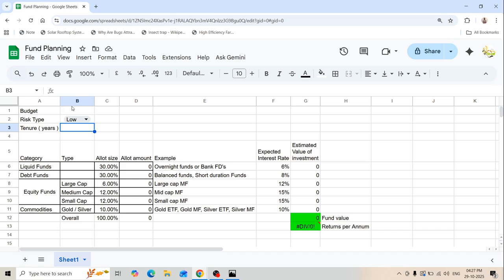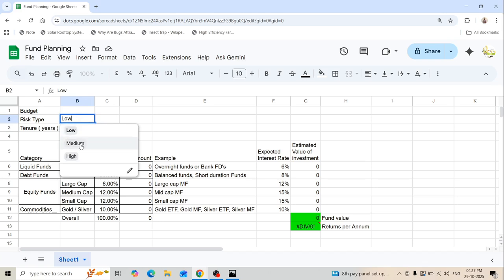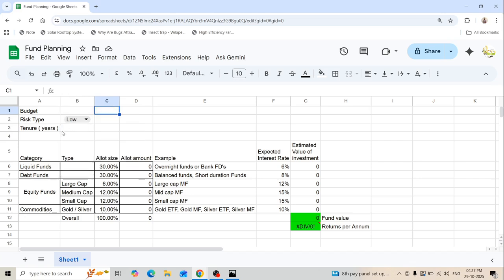Here we have some inputs we need to give: what is your budget, what risk type you are going to take, low risk, medium risk or high risk, and what tenure you are planning for. Based on these inputs, it will automatically suggest how much amount you need to keep in which kind of funds, whether it's liquid funds, debt funds, equity funds or commodities. Based on that, it will give an estimated fund value after the completion of your tenure and the interest rate returns you will be getting.